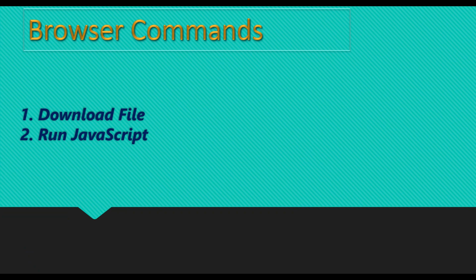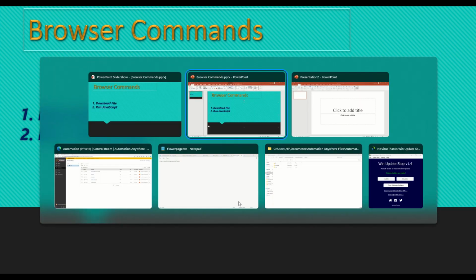So in the last session we discussed the browser commands. Today we are discussing browser commands part 2: download files and run JavaScript. Okay, so let me open Automation Anywhere.